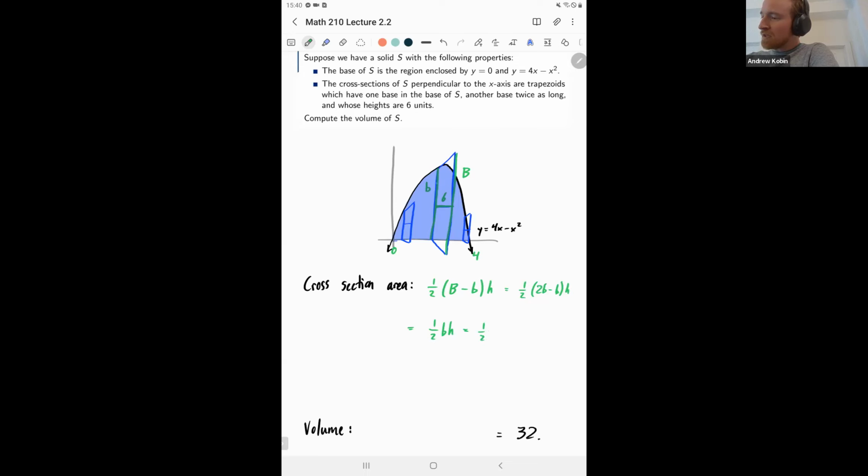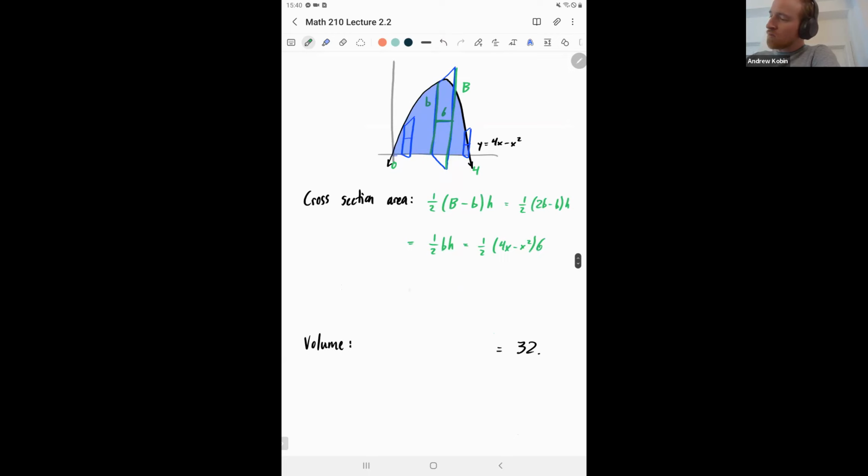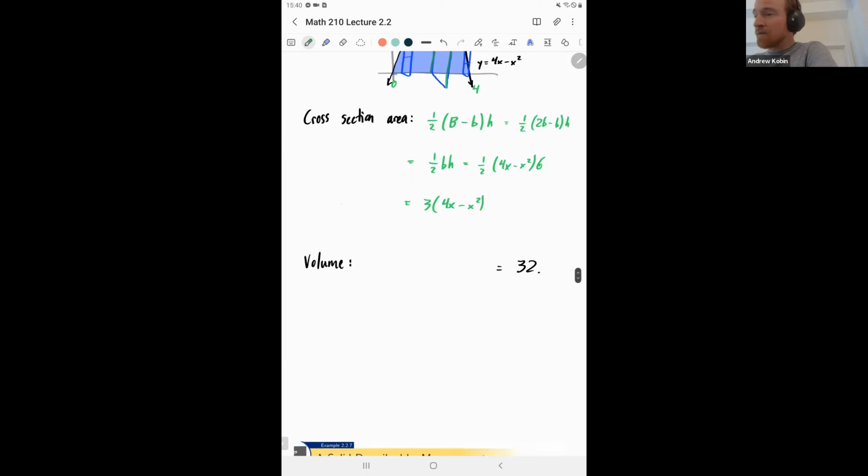So the little base is the one lying inside of the plane here, and that's just given by the height of this function. So that's 4x minus x squared. The height then is constant 6 units, so we'll just plug in a 6, and I'll simplify one more step. I'll have 3 times 4x minus x squared. Let's write down the volume of this three-dimensional solid.